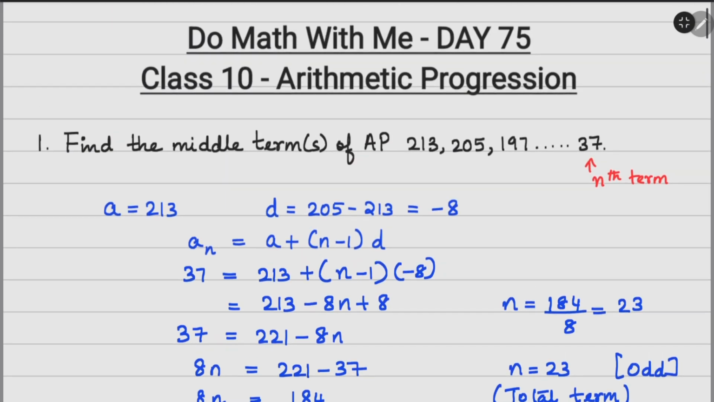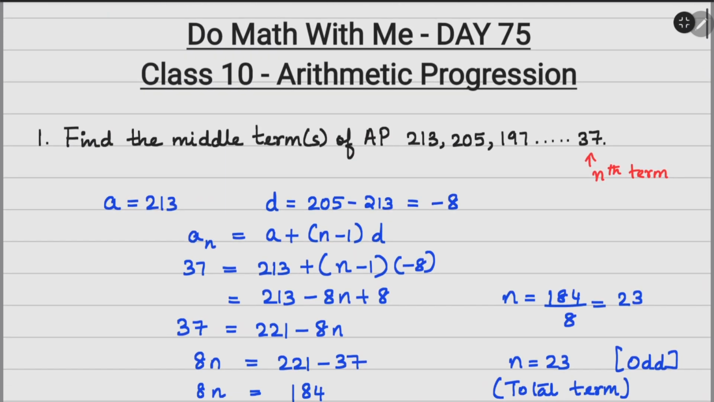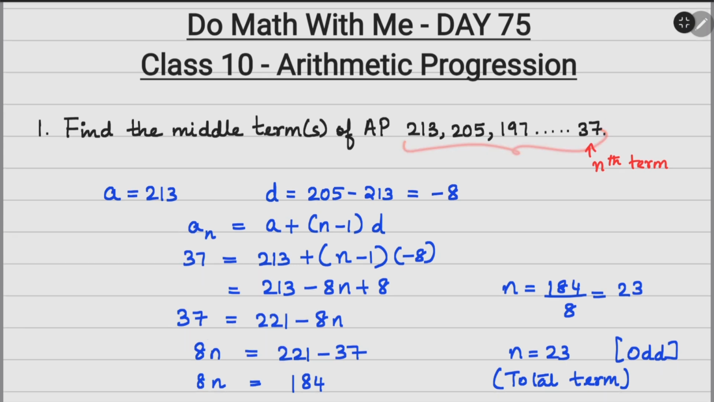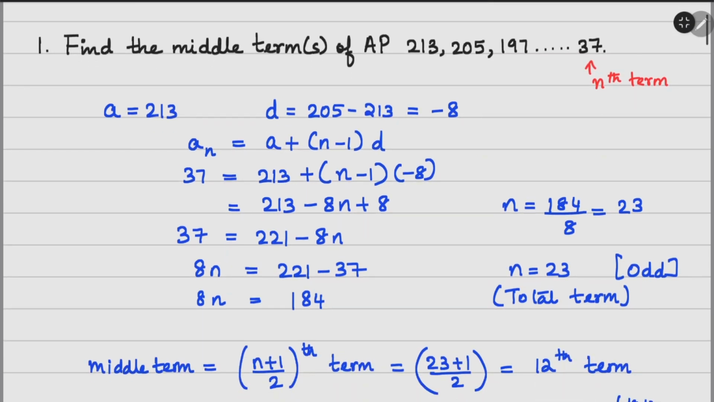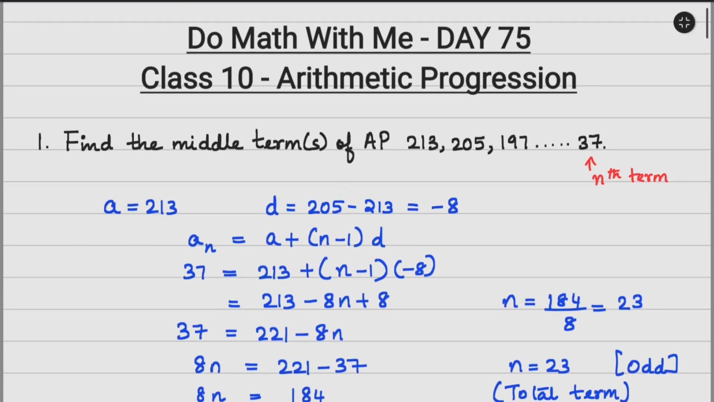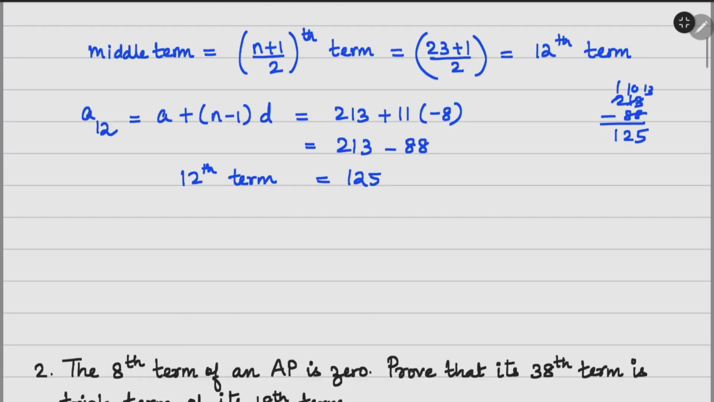What's the answer? You have to find the middle term. The middle term of this entire arithmetic progression will be 125. The total number of terms is 23, the middle term will be the 12th term, and the 12th term will be 125. This is how you have to do any middle term related questions. Is it clear? I hope it is. Let's move on to the next question.